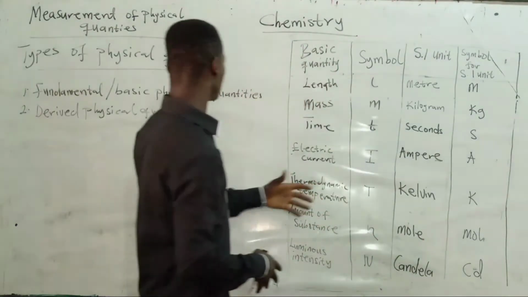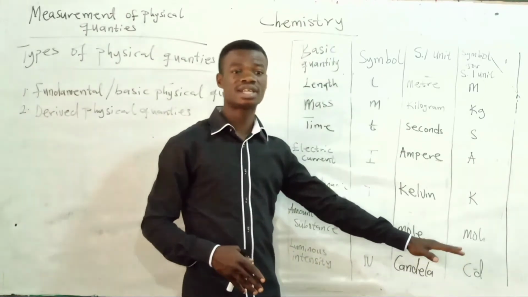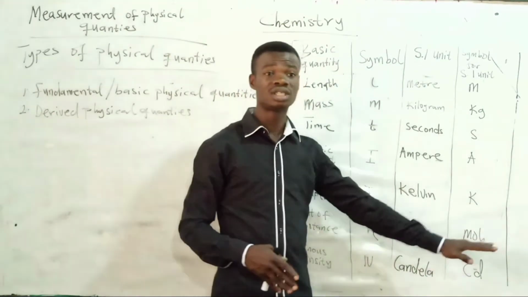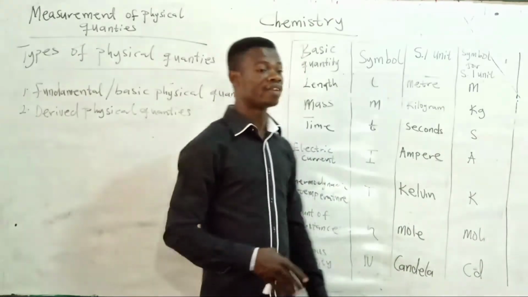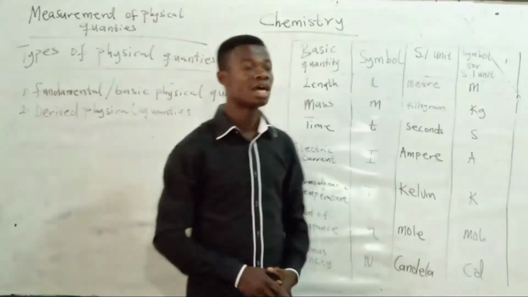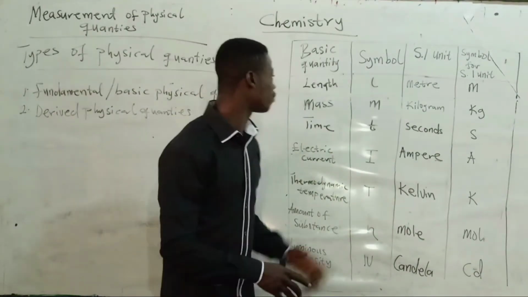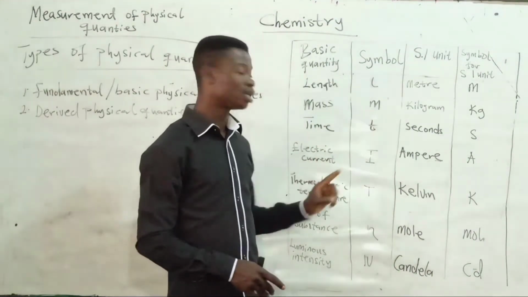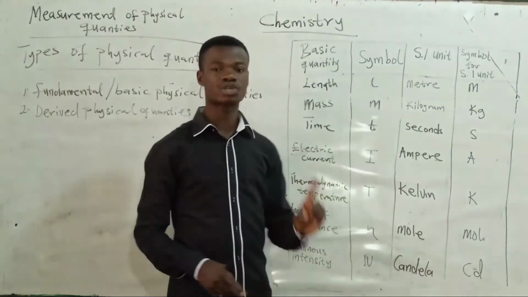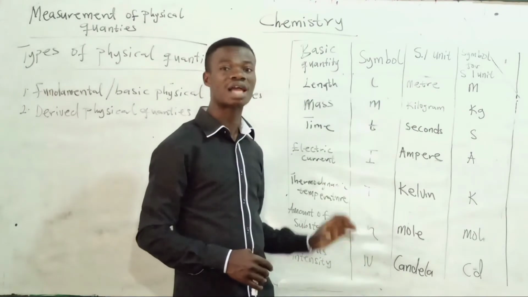So we have a table here which gives a summary of the basic or the fundamental quantities. And as I said earlier, we have 7 of them, quantities which cannot be expressed in any other quantity. On the table, we have basic quantity, symbol, SI unit, and then symbol for SI unit. Under the quantities, we have length, mass, time, electric current, thermodynamic temperature, amount of substance, and lastly, luminous intensity. So these are the 7 basic or fundamental quantities.